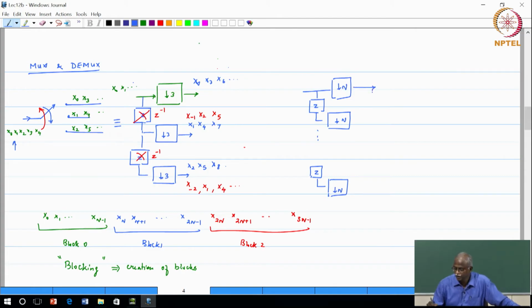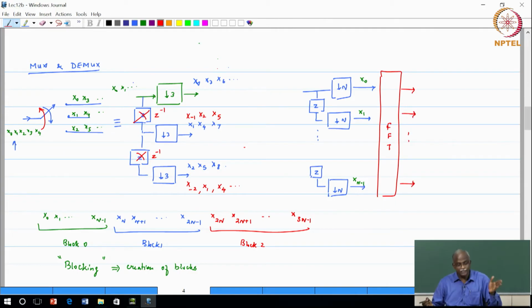Now, what is coming out at this point, we will write down the first block. If this is x of 0, this will be x of 1, this will be x of n minus 1. So, you put the DFT or FFT block here, which will produce the corresponding outputs. At the next instant of time, what you need is the block starting with x of n, and that is exactly what will happen, because at the next instant this will be x of n, this will be x of n plus 1, and this will be x of 2n minus 1.